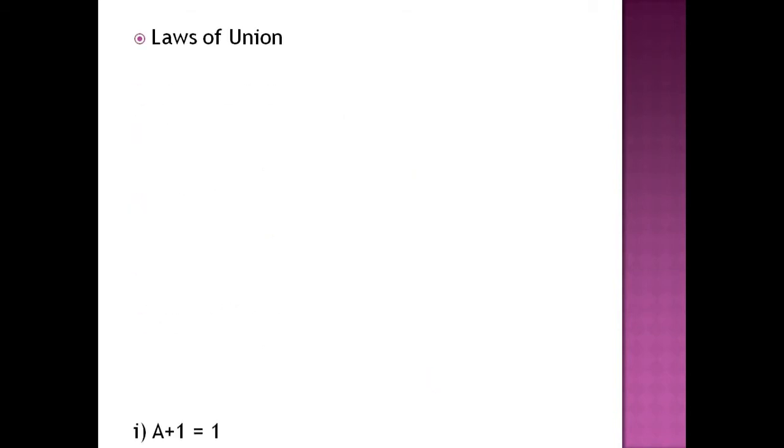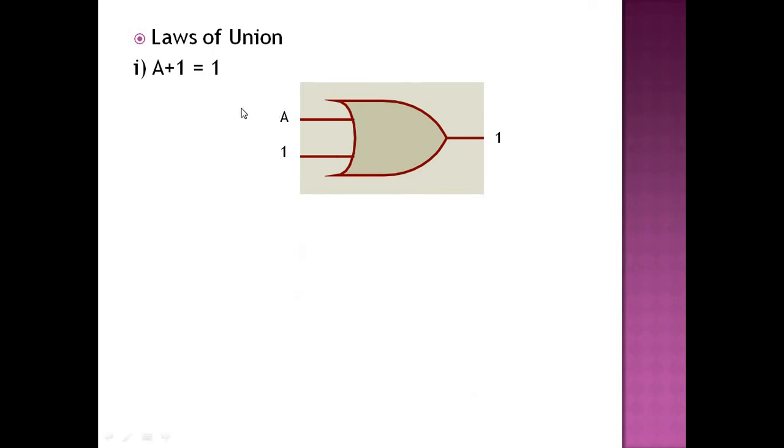Laws of union. In the laws of union, we study the first rule, A plus 1 is equal to 1. Here we consider the OR gate, because the law of union itself indicates the OR operation. One input is A and the second input is 1. If one of the inputs of the OR gate is 1, it directly produces the output 1, so we do not worry about the second variable. If A equal to 0, then 1 plus 0 is 1. And if A equal to 1, then 1 plus 1, again we get the output 1. So A plus 1 is equal to 1.